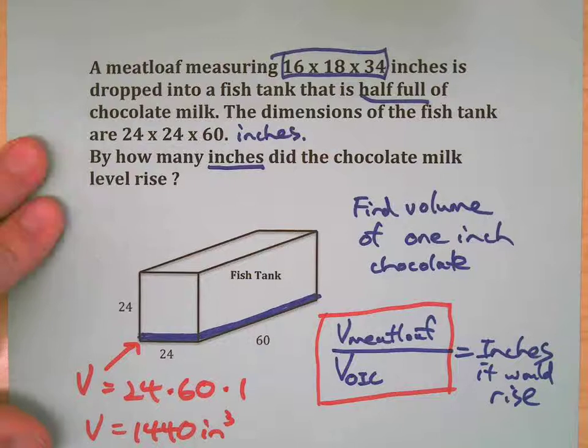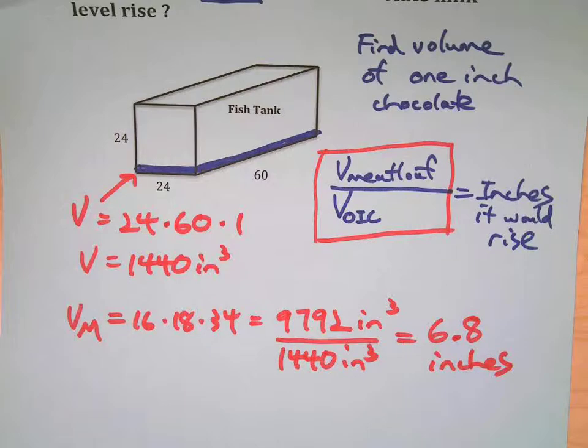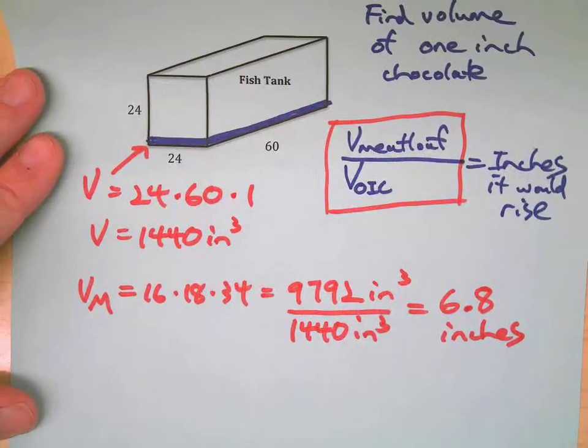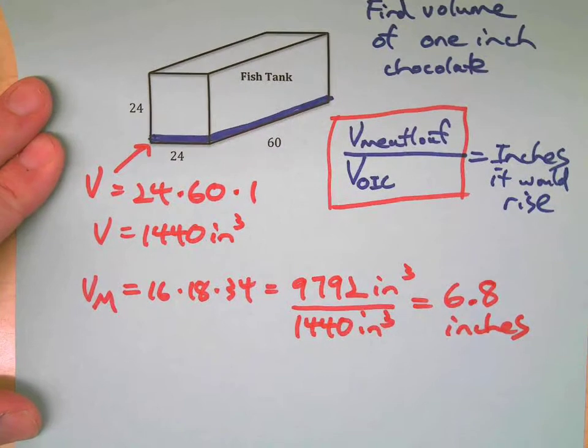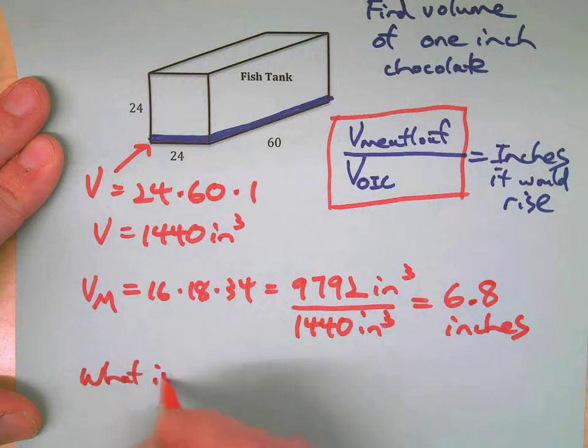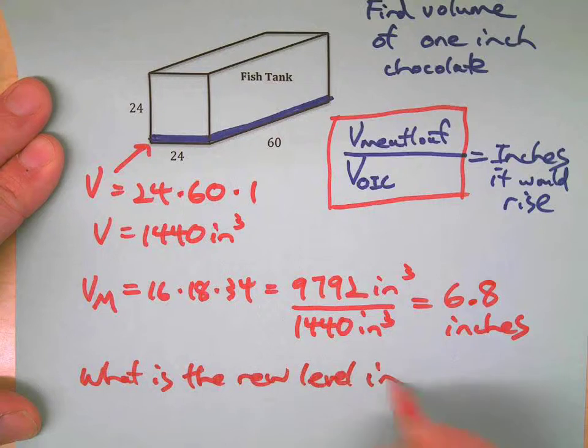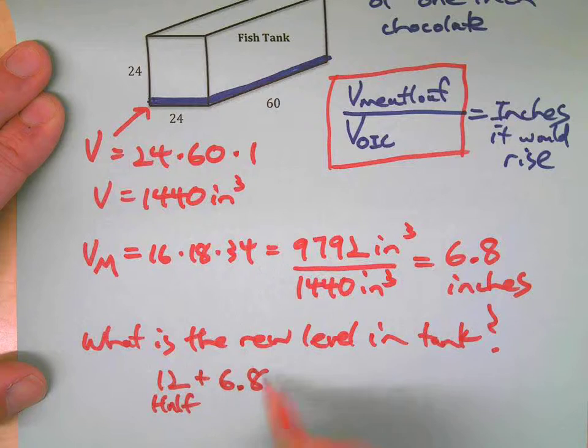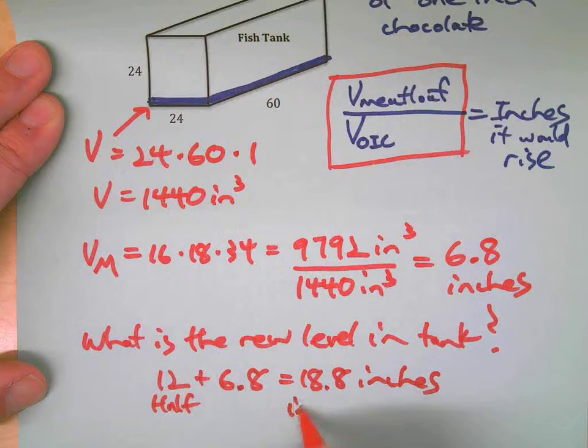Okay? And I could ask a follow-up question. Whoa, sorry about that. Whew. Dang. I hope you're still watching. Anyway, follow-up question might be, what is the new level in the tank? Right? I could ask that question, which would simply be 12 inches, right? Because it's half full. Plus the 6.8 inches would be 18.8 inches, including the meatloaf.